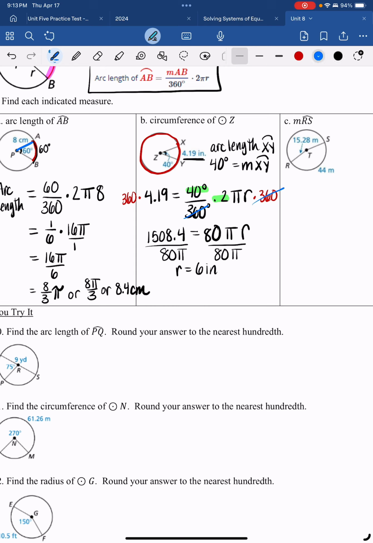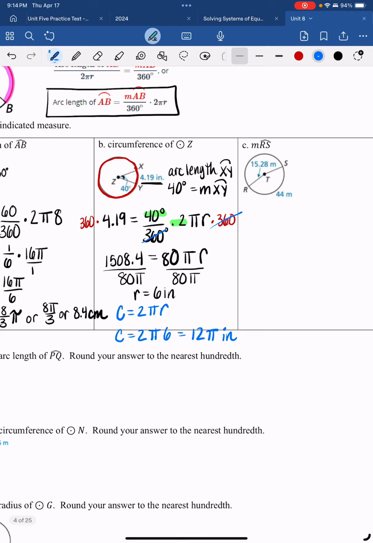And now I'm able to find the circumference of the circle. Remember from the other page, circumference is equal to 2 pi r, so 2 times pi times radius. So our circumference would be 2 pi times 6, or 12 pi. And then for our units, we were measuring in inches. So we used that arc length formula to help us get radius, and then the radius can now be substituted into our circumference formula.